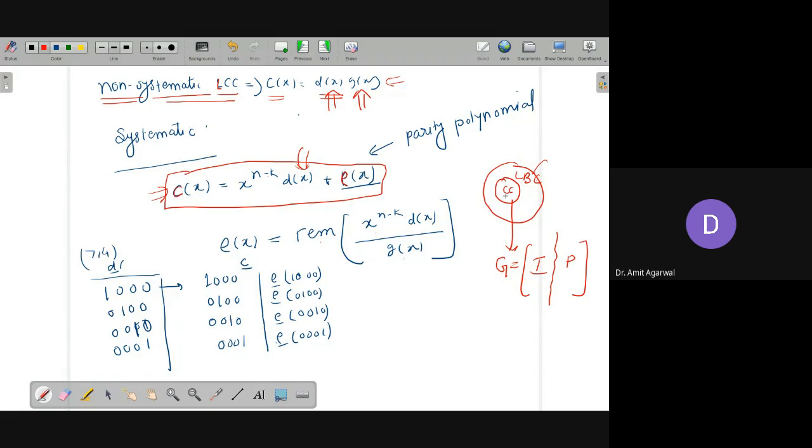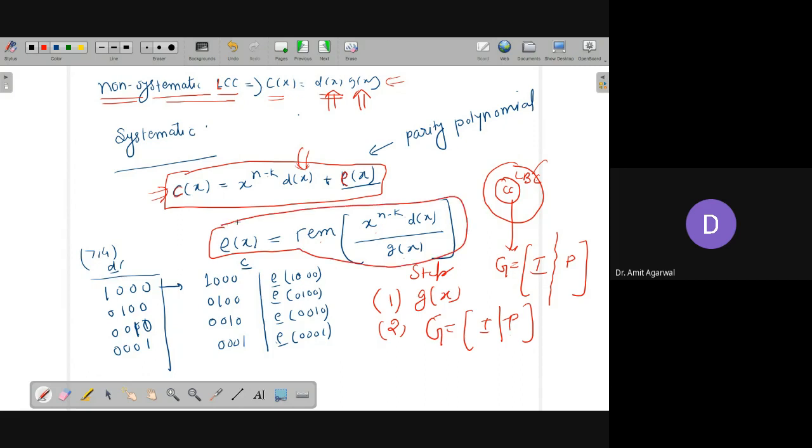In cyclic codes, we first find out gx. These are the steps: first, find out gx, and second, find the parity polynomial. Then the generator matrix can be found using this generator polynomial. This is the parity polynomial. So the generator matrix is I and P. P, the parity matrix, can be found using the parity polynomial.